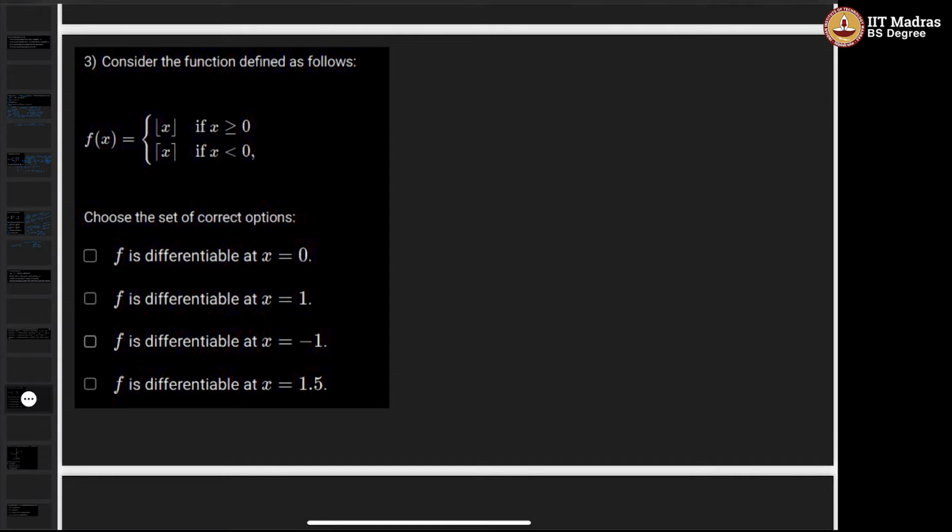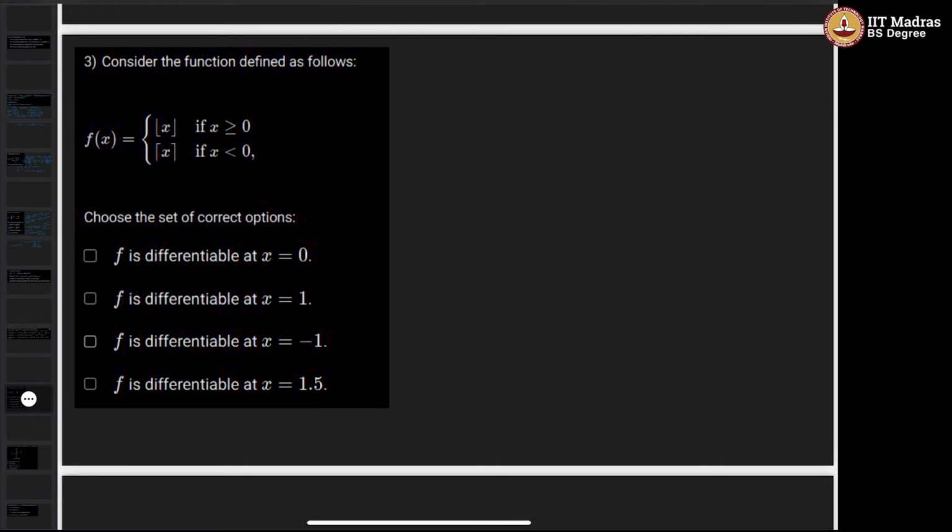So in this lecture we will cover activity questions 8.2. Okay, so let's start with the third question. We have the given function, which is the floor function of x if x is greater than or equal to 0, and the ceiling function of x when x is less than 0. Now we have to consider the following options.